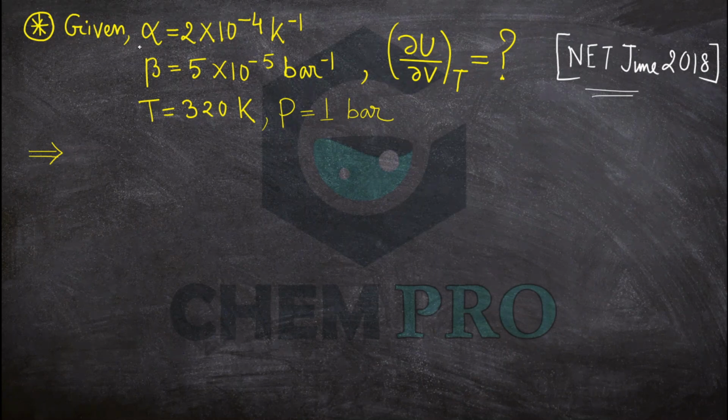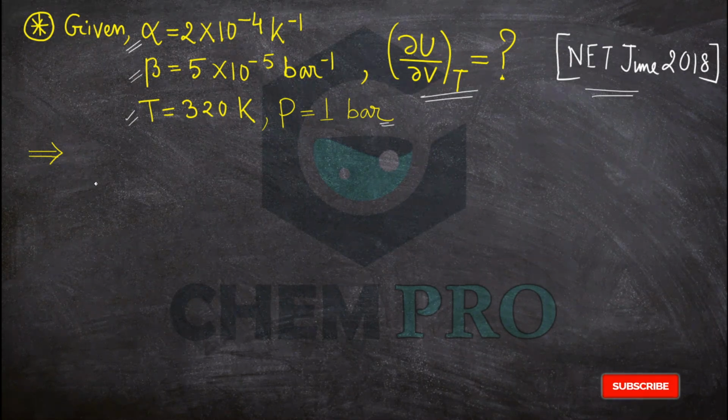So next is a question from NET June 2018. The given value of alpha is 2 into 10 to the power minus 4 Kelvin inverse, and the value of beta is 5 into 10 to the power minus 5 bar inverse. The temperature is given as 320 Kelvin and pressure is 1 bar. So we have to calculate the value of (del U by del V) at constant T.